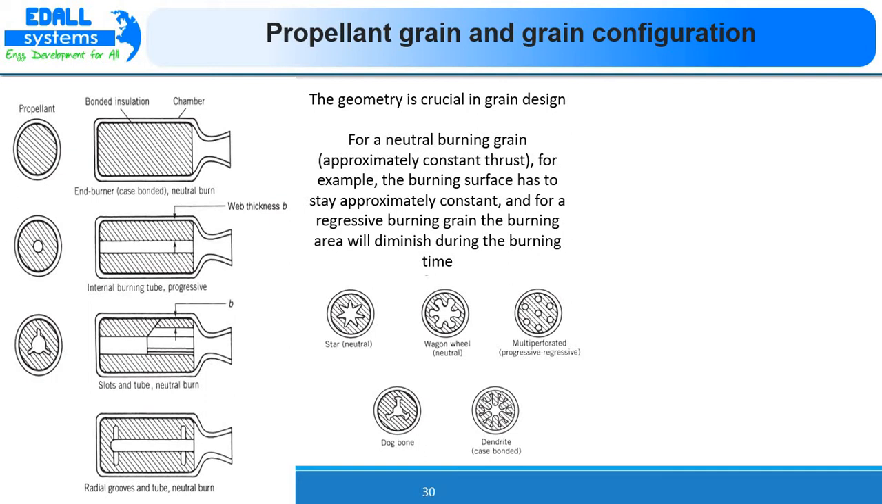Then the next one is the internal burning tube with progressive burning, having a single slot in between. Then there is slots and tube, which will give us neutral burn. Then we have several configurations of star, wagon wheel, etc.